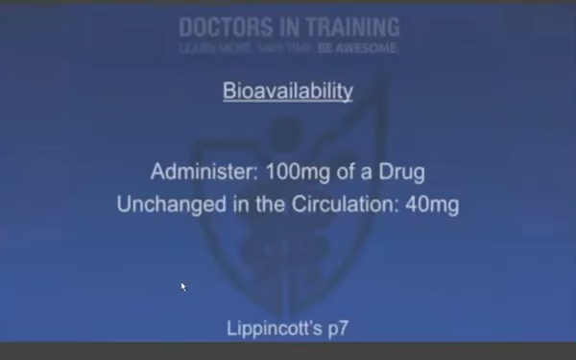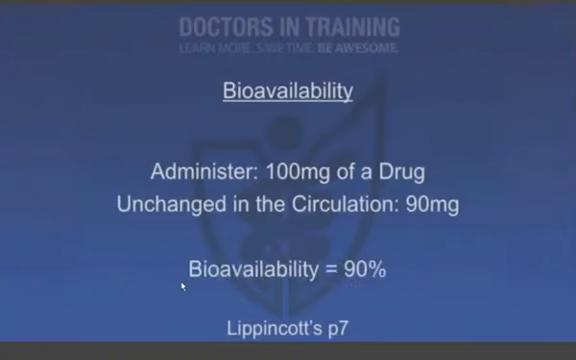For example, if you give a 100 milligram dose of the drug, but only 40 milligrams of that reaches the circulation, the bioavailability is 40%. If you give 100 milligrams of another drug and 90 milligrams of it makes it into the systemic circulation unchanged, then the bioavailability of that second drug is 90%. So it's pretty straightforward. Now the good news is this is not something you're going to have to calculate in practice. But you need to understand the concept because it explains why sometimes we have to give very large doses of certain drugs that have low bioavailability, because you're trying to get enough of the drug into the systemic circulation to do some good.